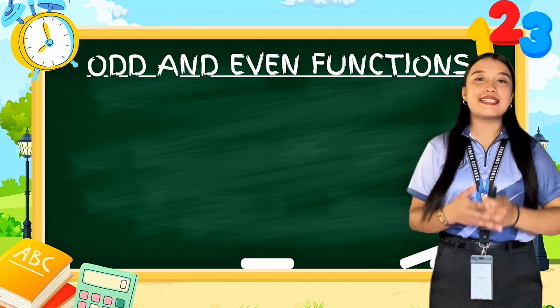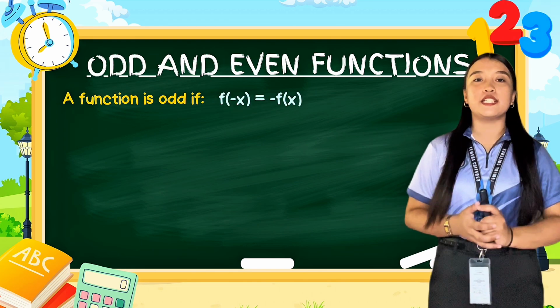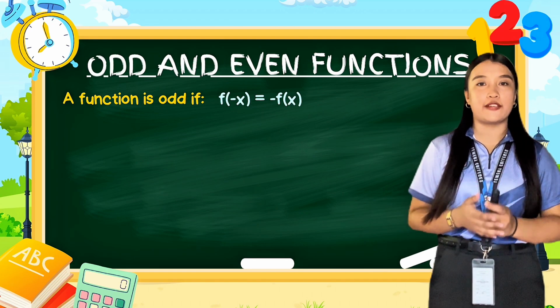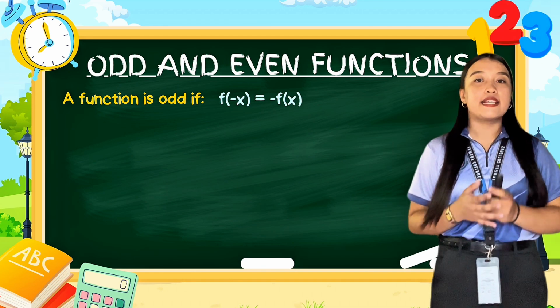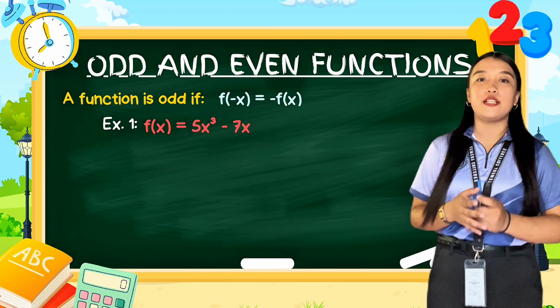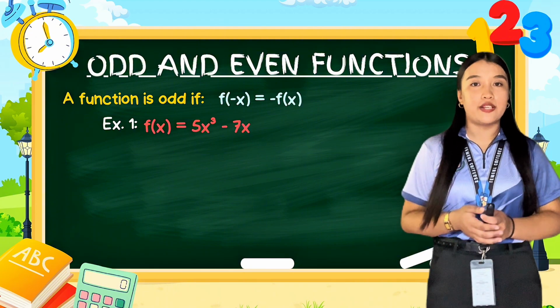So now, let's discuss how to identify if the function is odd. So a function is odd if f of negative x equals negative f of x. This means that if we replace x with negative x, it gives the opposite of the original output. For example, the given is f of x equals 5x cubed minus 7x.